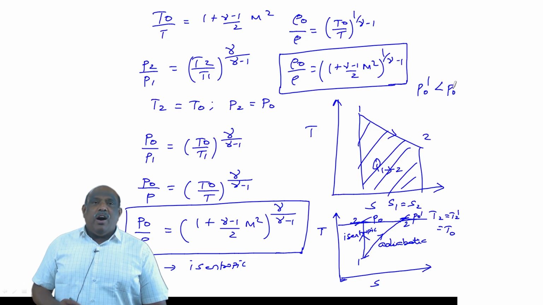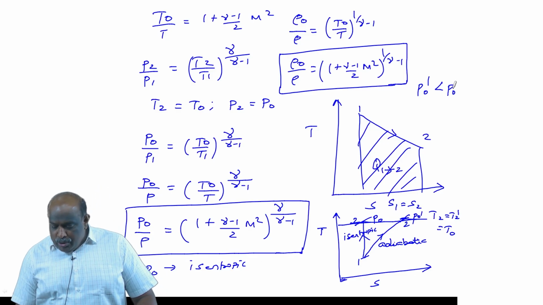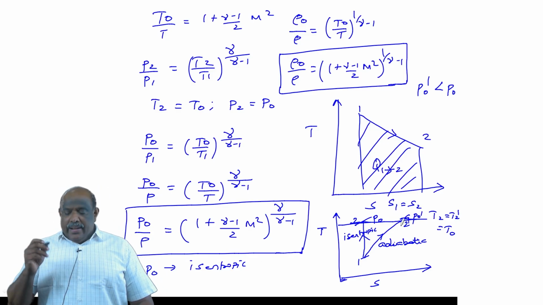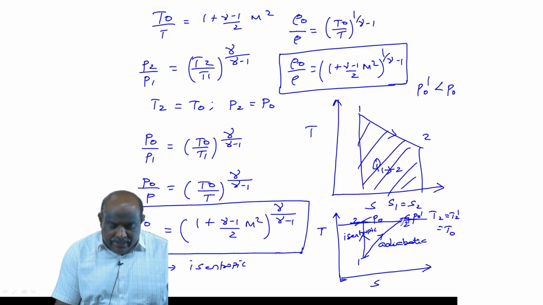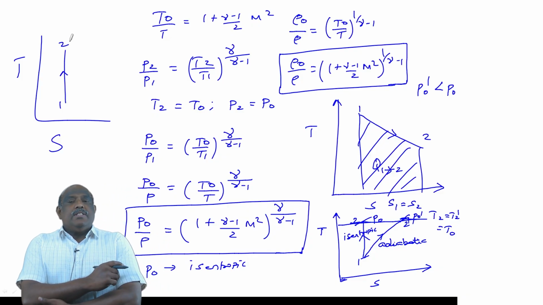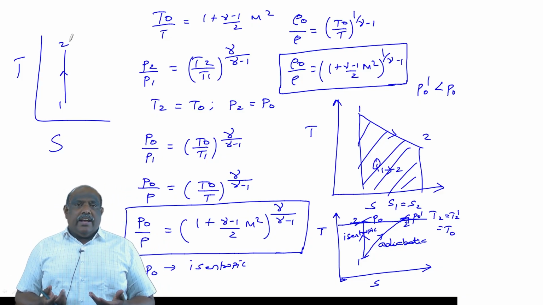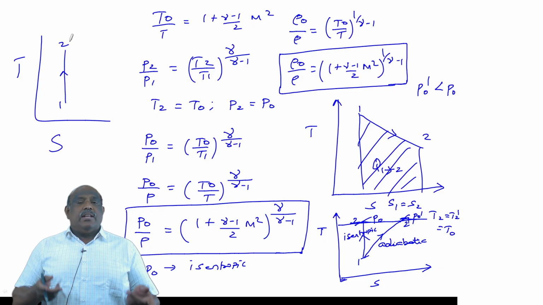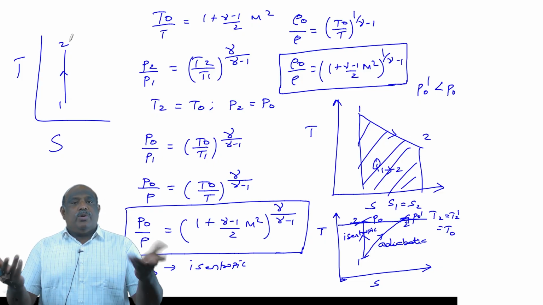Now, what does the area under 1 to 2 dash indicate? What about the area under 1 to 2? I will draw this graph once again. Please listen here. What about the area under the graph 1 to 2? 0, which means there is no heat transfer. In an isentropic process, there is no heat transfer because it is a reversible adiabatic also. There is no heat transfer.